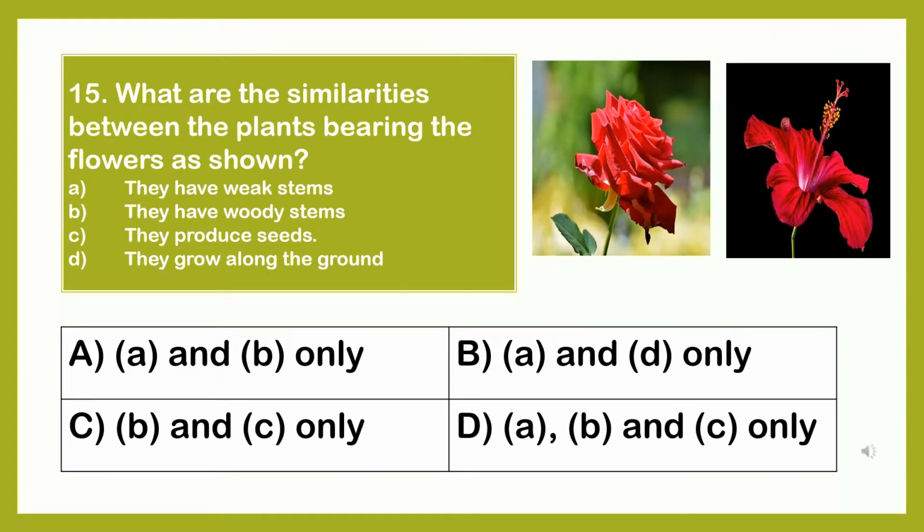What are the similarities between the plants bearing the flowers as shown? They have weak stems, they have woody stems, they produce seeds, they grow along the ground. Option A, A and B only. Option B, A and D only. Option C, B and C only. Option D, A, B and C only. The answer is B and C only. The flowers shown are of rose and China rose. Both the plants are shrubs, so they have woody stems. Both the plants bear flowers, so they produce seeds also.